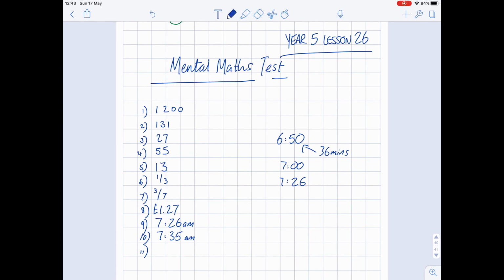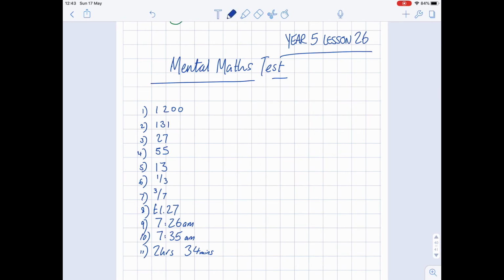Okay, convert 154 minutes into hours and minutes. So how many hours can I take out of this? Well, 2 hours is 120 minutes. So I can take out 2 hours, and I'm left then with 34 minutes. So 154 minutes is that.